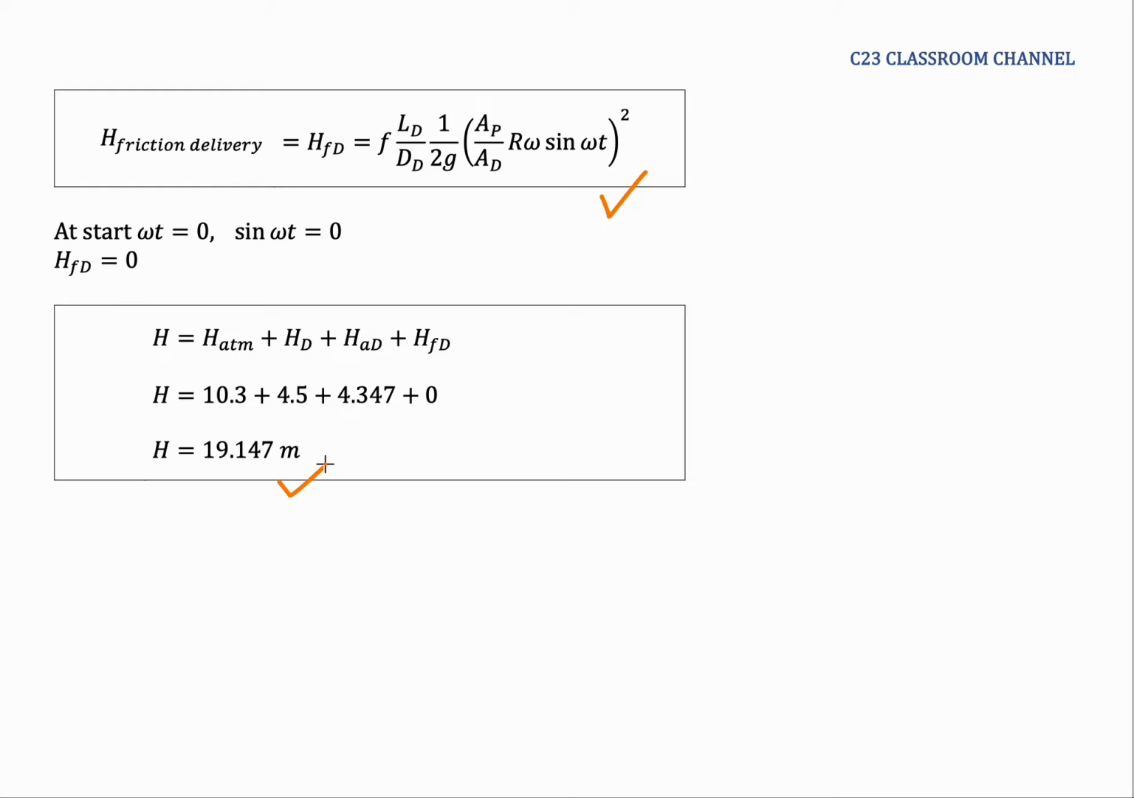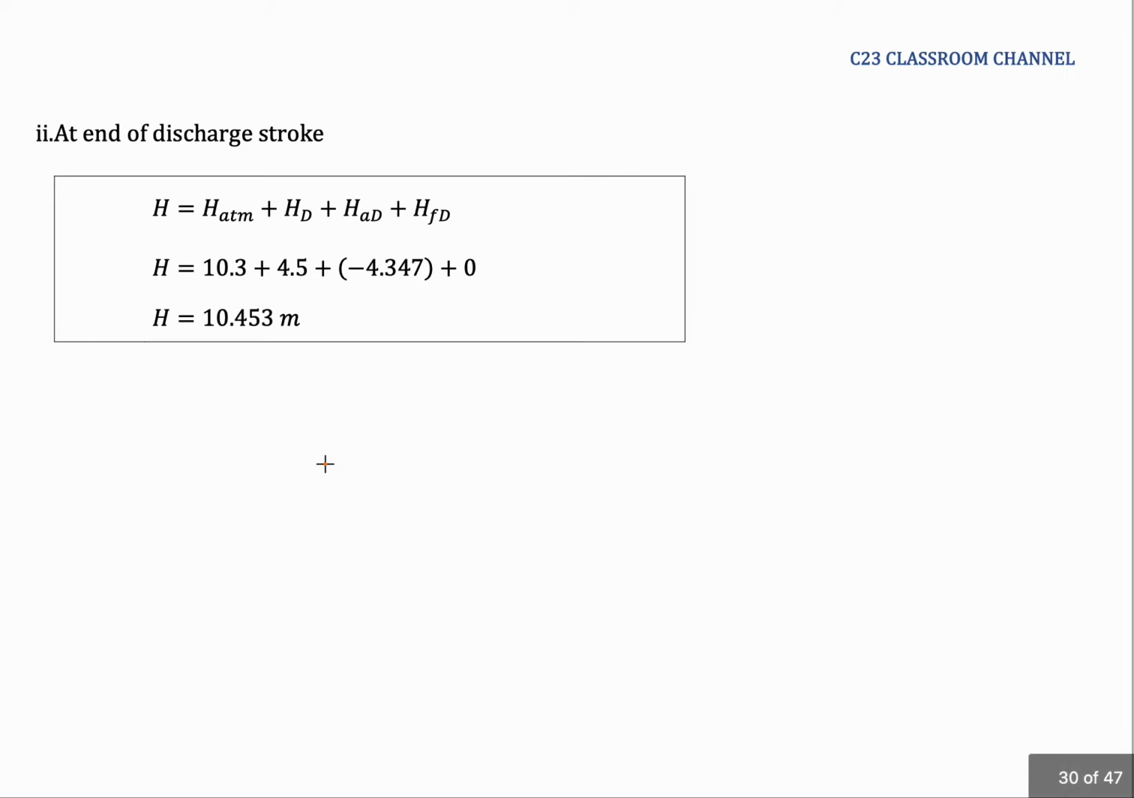Then the absolute pressure inside the piston is 19.147 meter. And then we could calculate the absolute pressure at the end of the discharge stroke. So we have 10.453 meter. You could see that at the end of the discharge, the pressure is almost the same as the atmospheric pressure, because there is nothing left inside the piston, so it is equal to the atmospheric pressure. So that is the idea.